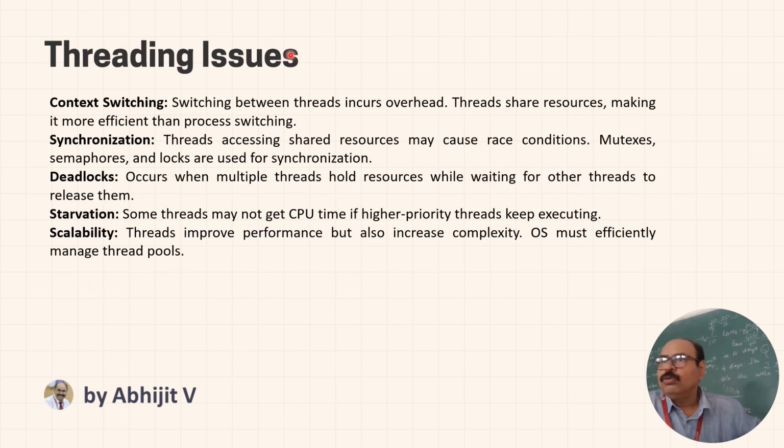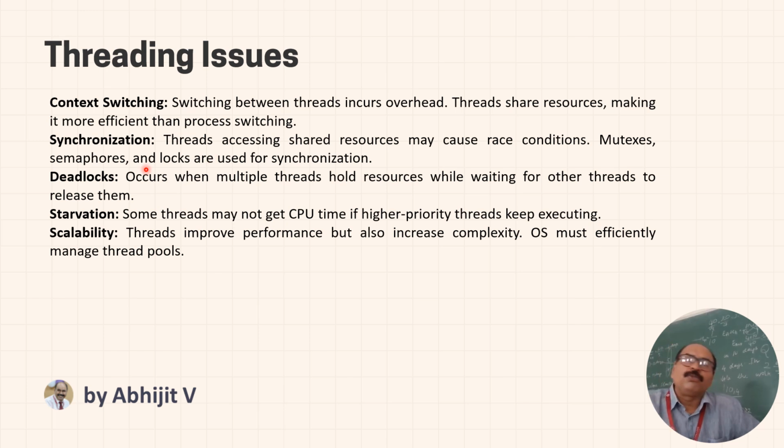So these are the problems that might arise while we create threads. First thing is context switching, then synchronization, deadlocks, starvation, and scalability. Context switching means switching between threads incurs overhead. When one thread is over, you need to switch on to the other thread. One thread could be terminated in another round and so on. So you need to have a switching system from one thread to another. These threads share resources, making it more efficient than process switching.